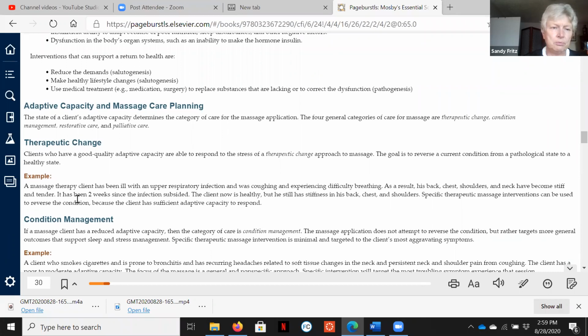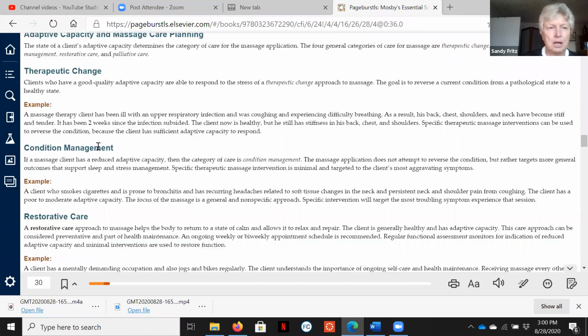So we're going to go through here and look at some categories of care and how much adaptive capacity is required for that. So if we're looking at actually causing some sort of reversal, that's that therapeutic change, that's a lot of adaptive capacity required to do that. And if there's already an injury or an illness, the adaptive capacity is stressed.